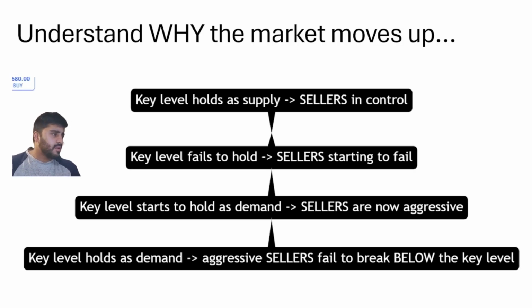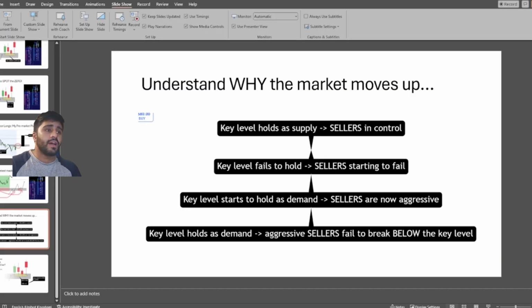But fundamentally, going back to this question about why the market moves up and down in the first place, why does the market move up and down, right? So a key level holds as supply, sellers are in control. A key level fails to hold, sellers start to fail. Key level starts to hold as demand, right? Sellers are aggressive, and as price breaks above the level, those sellers have failed. This is basically how a level holds, right?